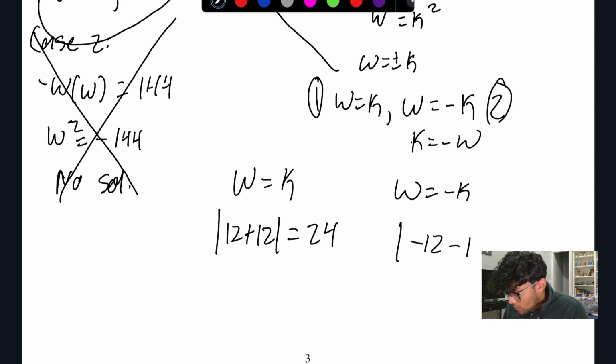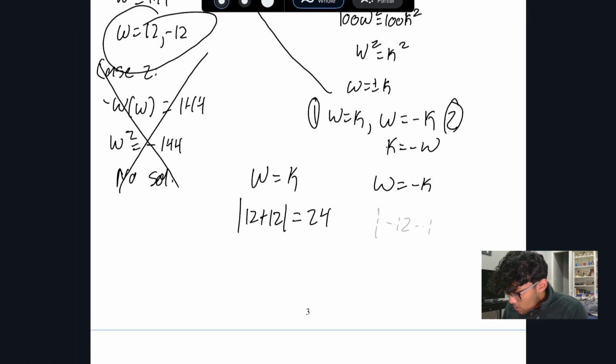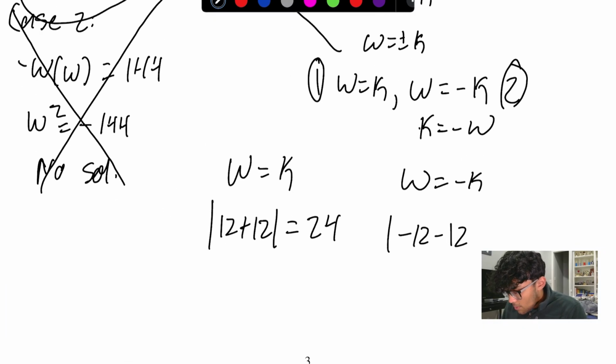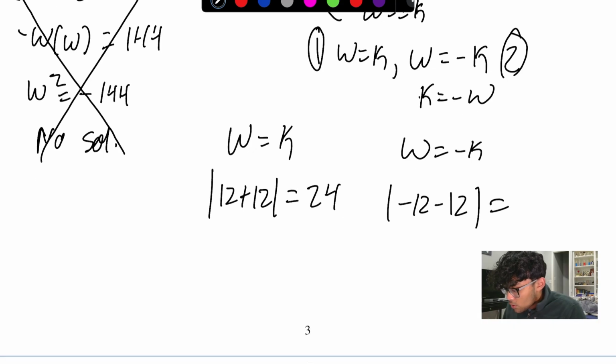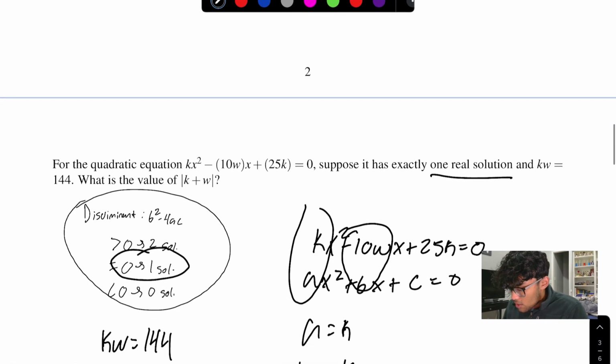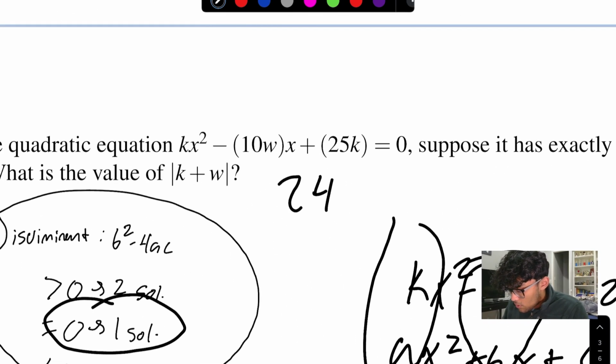Negative 12 minus 12, I'm sorry. This is because if you plug in negative 12 for w, you're going to get 12 for k. So you have negative 12 minus 12, and this is also equal to 24, because the absolute value of negative 24 is just 24. So we're getting the same value here. The answer to this question would be 24.